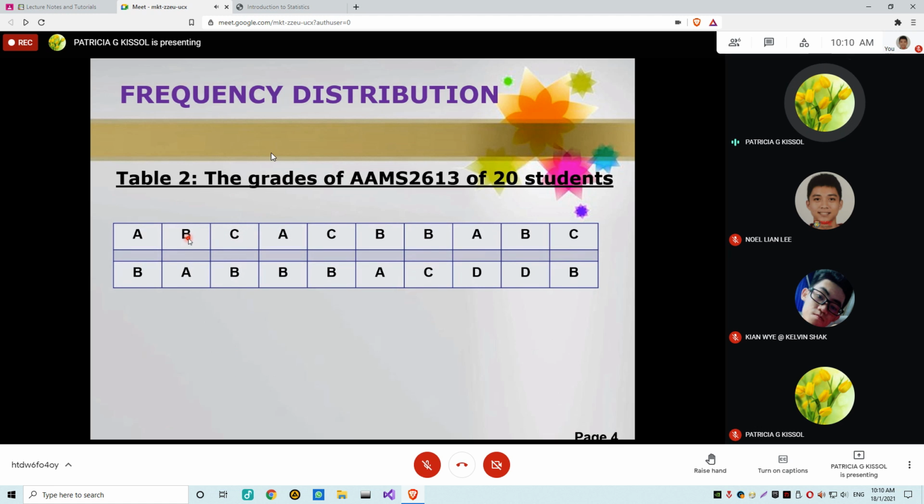So if you look at table number 2, this is qualitative data, because this is talking about the grades of AAMS 2613 of 20 students. Still 20 students, but look at the values, each of the data. It is grades, and the grades have no numerical value. So it's considered as qualitative raw data.